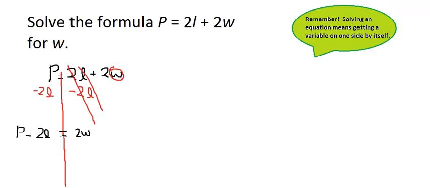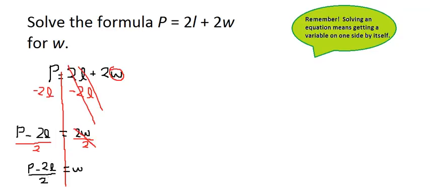So you look and say, is our W by itself yet? No, the W still has this other 2 with it. So this is 2 times W, and the way that we get rid of multiplication is division. So we're just going to divide both sides by 2. And then on this side, just like what we've been doing before, the 2's are going to cancel, and we're going to be left just with W over here on this side. All right, and then over here on this side, again, we're just going to literally write exactly what is right there. So we're going to write P minus 2L divided by 2.